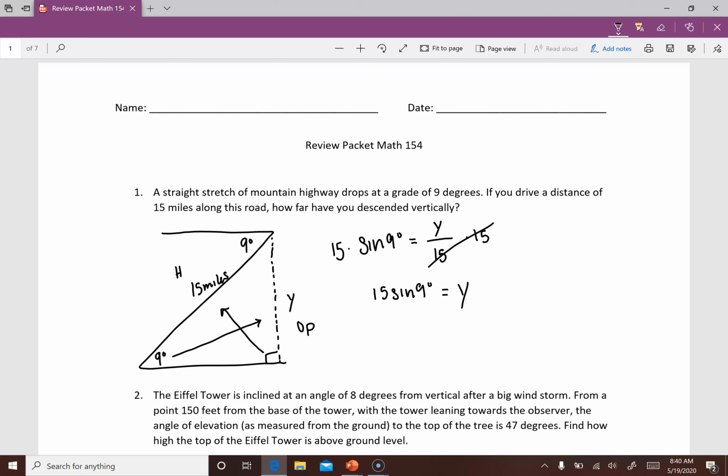Now make sure you click mode on your calculator. That's right by your blue button to the right. And make sure you're in degrees. And when you do 15 sine 9 in your calculator, you get 2.35 is equal to Y. And that's going to be answering the question, 2.35 miles that you've descended.